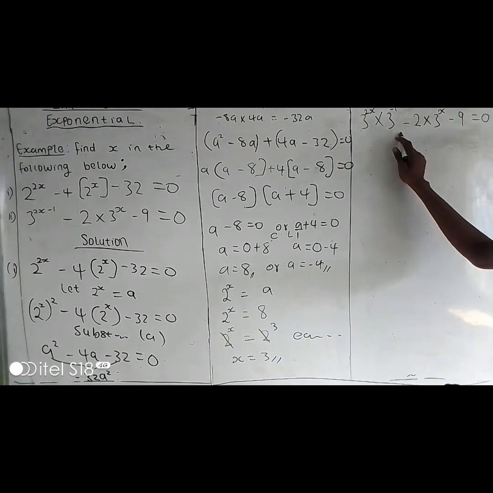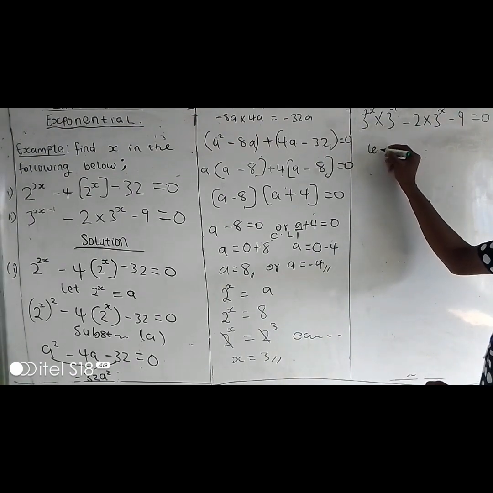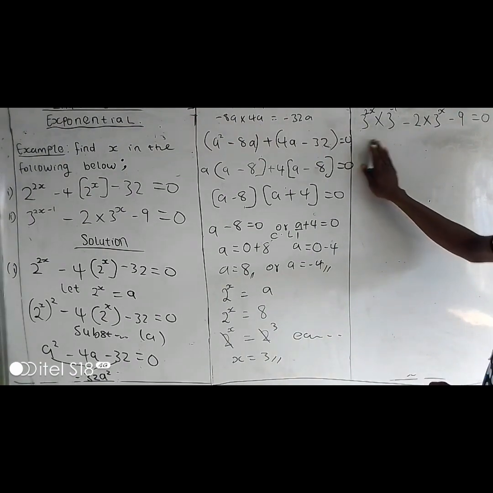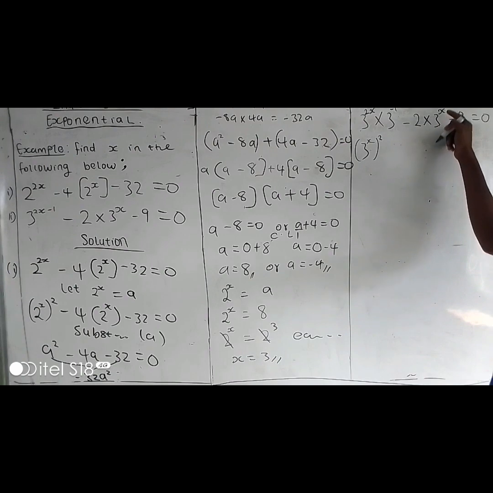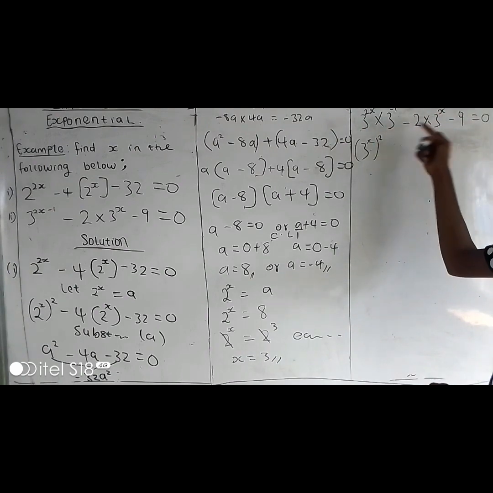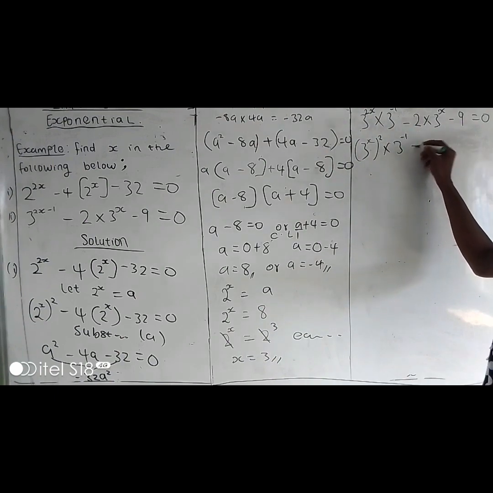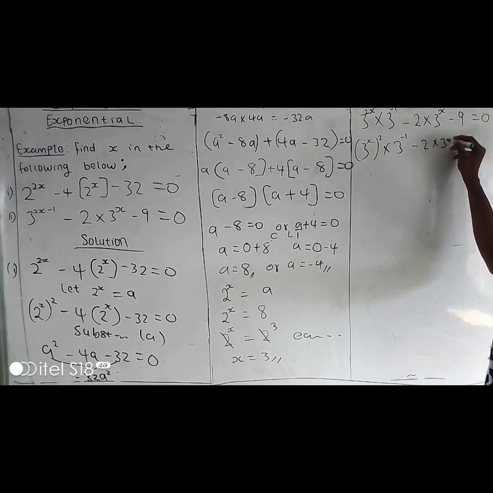So from here, you can now say, okay, but let me just do a bit softer here. I can make this one look like this, so that we'll have this one to be like that, which is similar between these two. So multiply by 3 raised to the power minus 1, minus 2 multiplied by 3 raised to the power x, minus 9 is equal to 0.